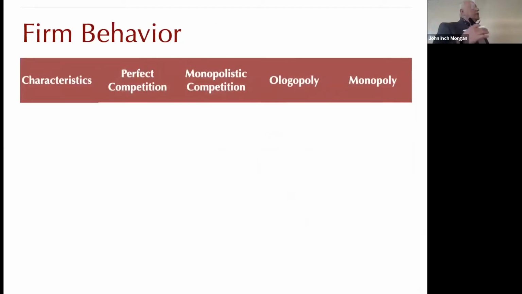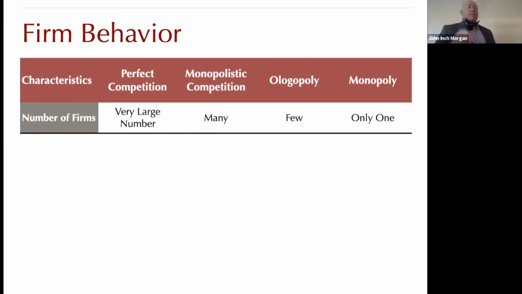So the comparison on that spectrum I've listed here. Some of the things we want to identify is what are the characteristics of these four, even though I have five. Put the duopoly in with the oligopoly. What are the characteristics that distinguish one industry from another?